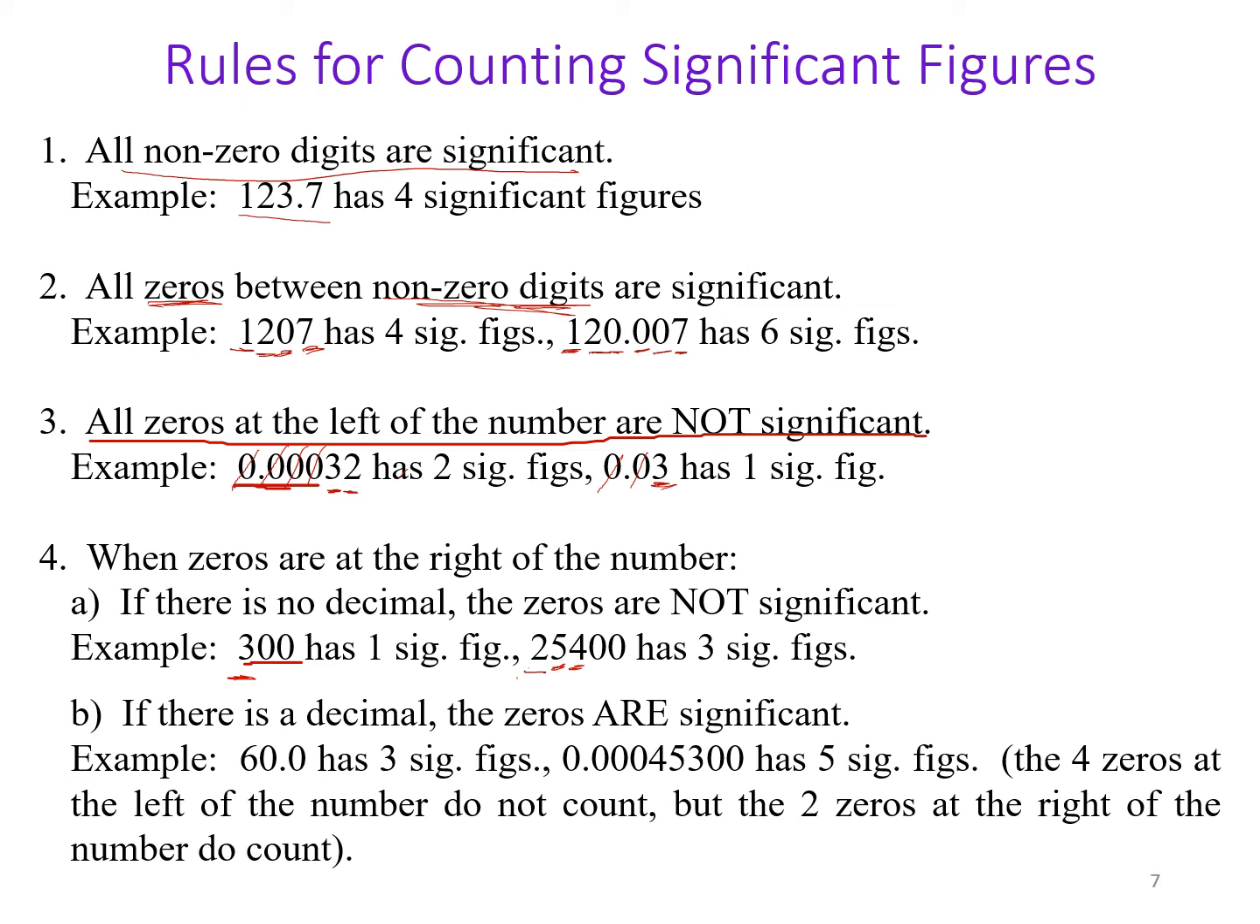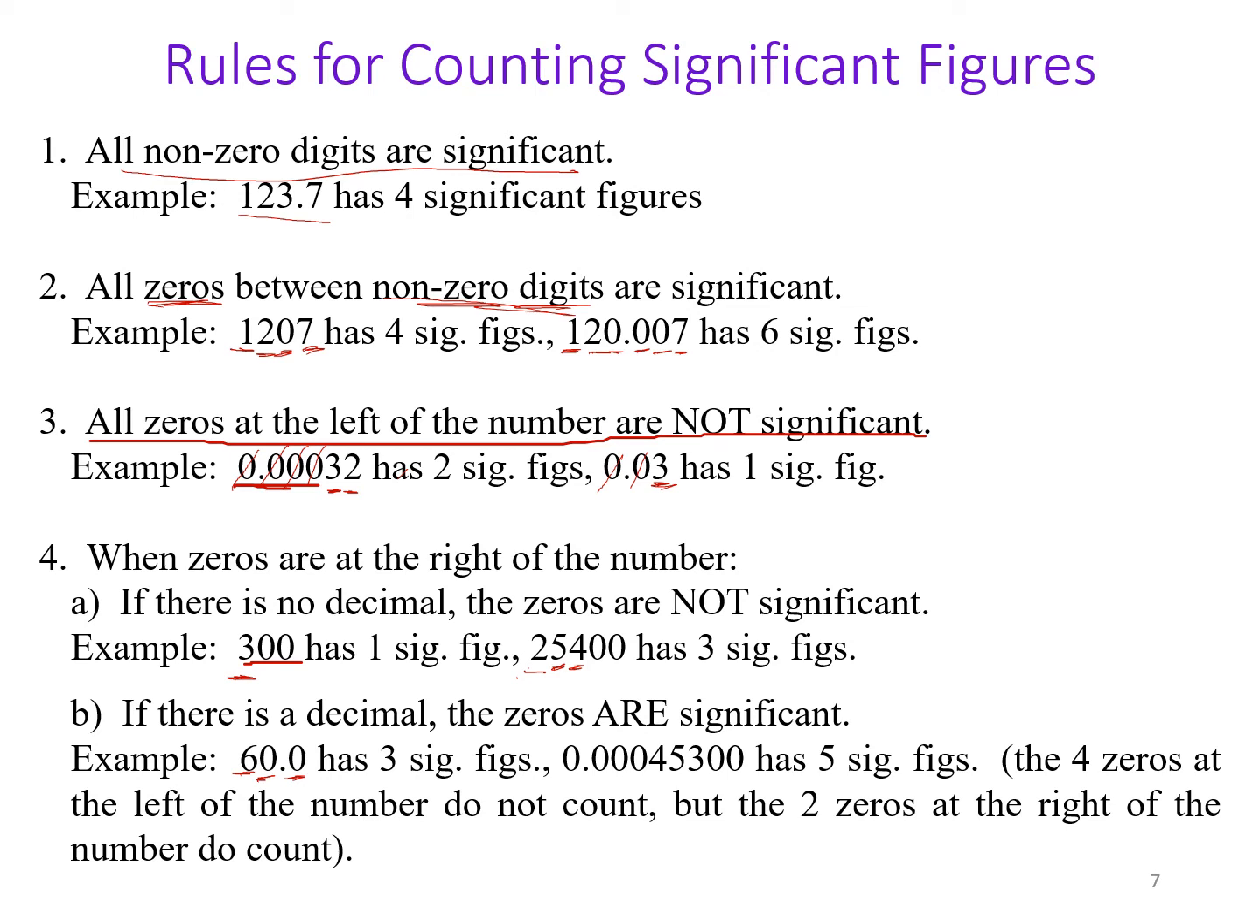Let's pick this example right here. Okay, so what do we have? We have 6, which is of course a non-zero number, so significant. Then how about these zeros? These zeros are on the right side, but there is a decimal place. So if there is a decimal place, every zero is significant, each and every zero. So which means this has 3 sig figs.